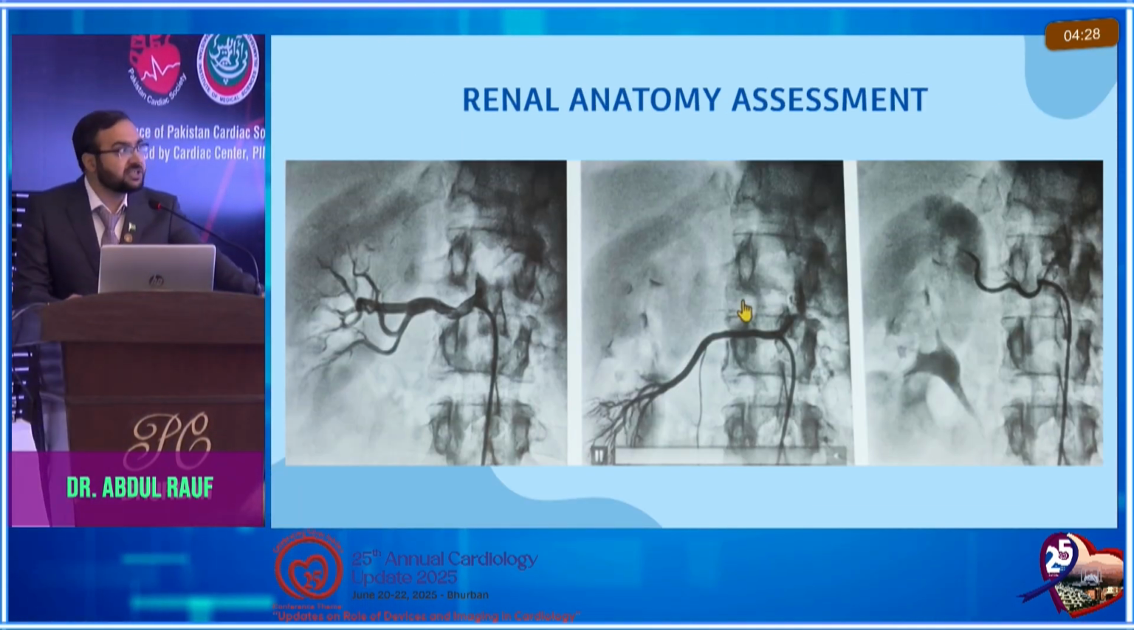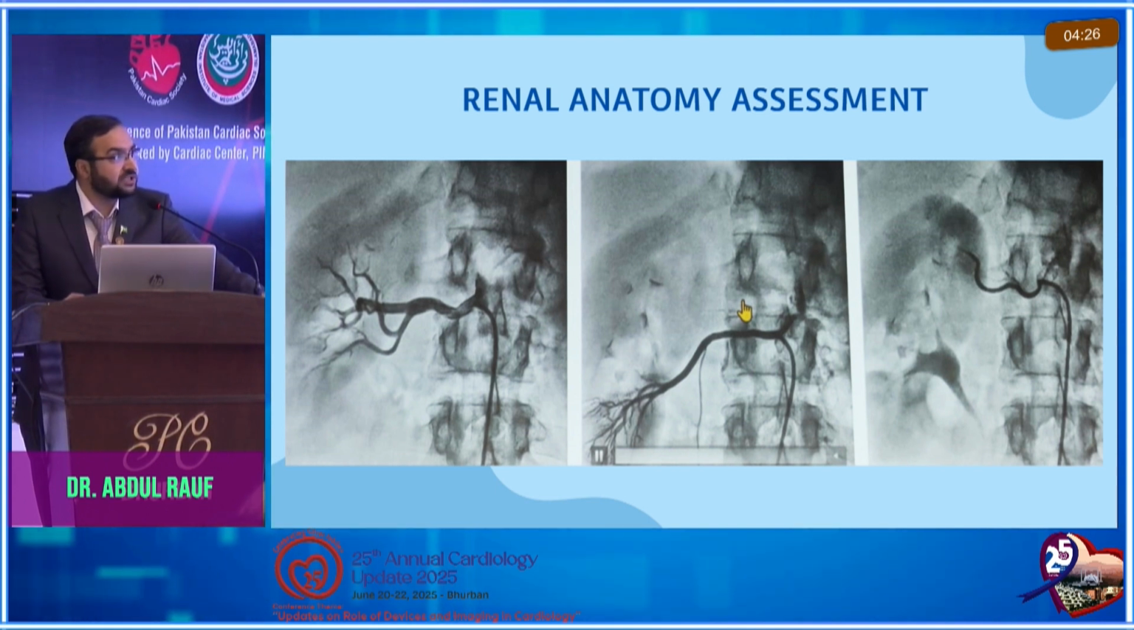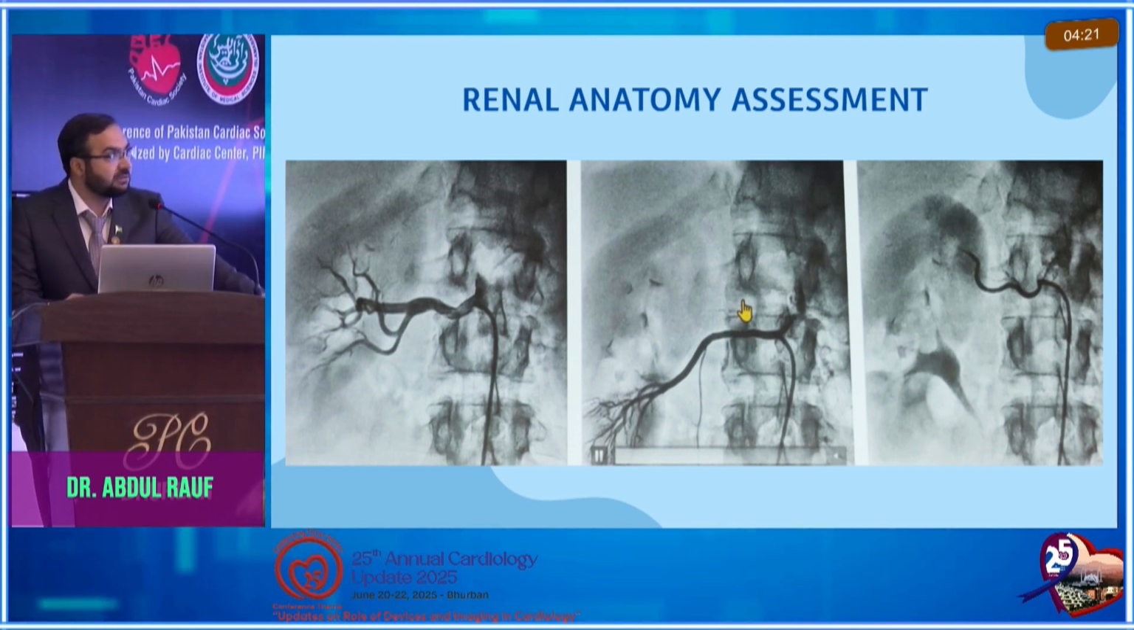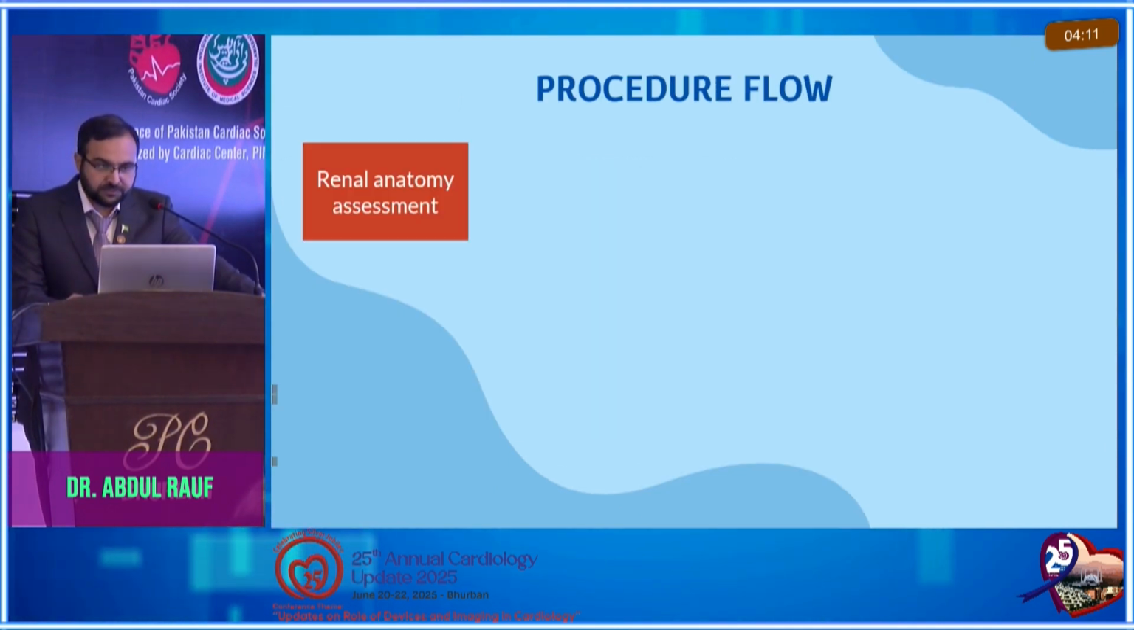If you look at this, it is the same patient. You can see 3 different arteries of the same kidney. They are accessory arteries. So when you do renal denervation, you have to look for the accessory arteries. If you don't ablate all the arteries, it is an unsuccessful procedure.